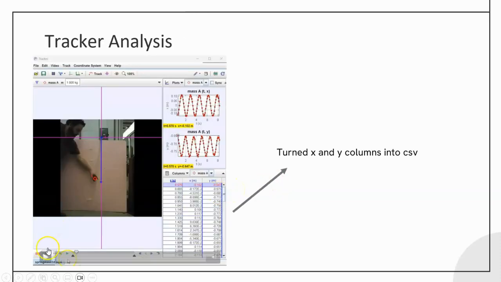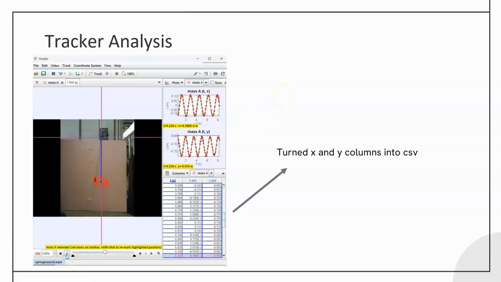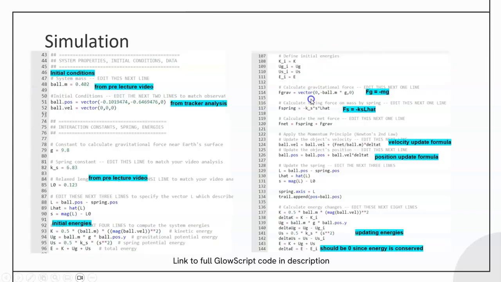And then this is a Tracker analysis. The spring was dropped and then it oscillated as such, and I selected the center of mass each time to record the new position. Then I turned the X and the Y columns into a CSV, which I used in the sample code provided to analyze the data.